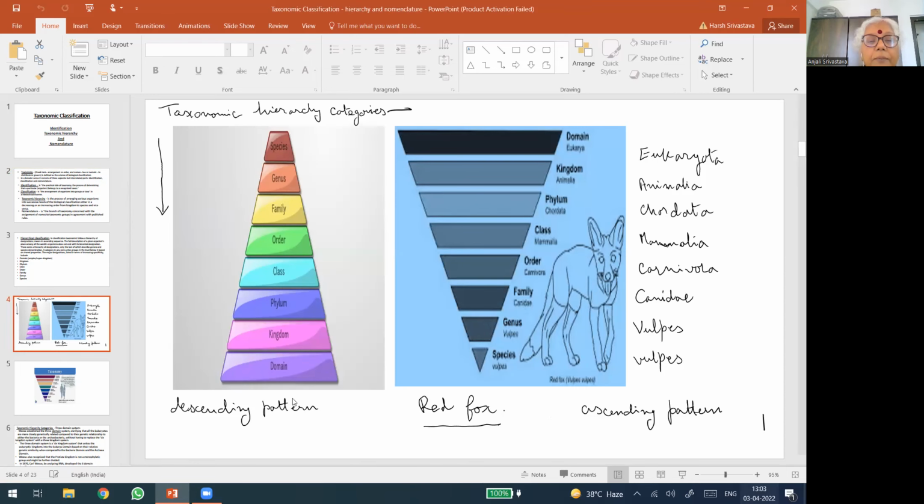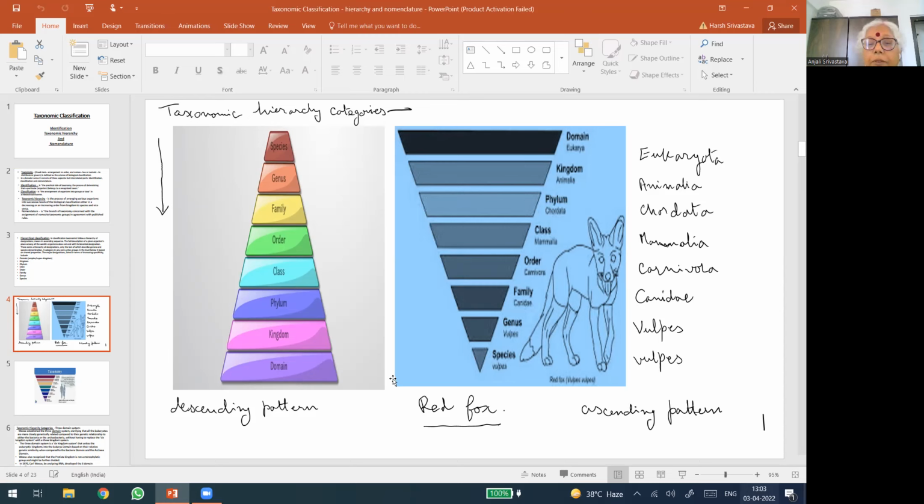This is the descending pattern: the highest level is the domain and the lowest level is the species. Whereas this is the ascending pattern of classification, starting from the lowest to the highest, that is species, then genus, family, order, class, phylum, kingdom, and domain. In the reverse process, it is domain, kingdom, phylum, class, order, family, genus, and species.